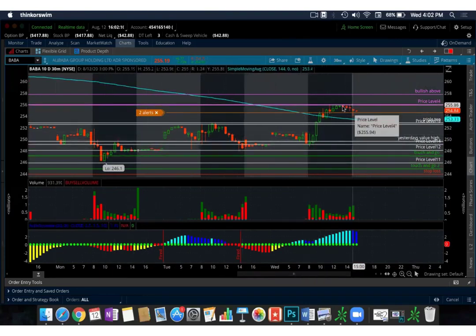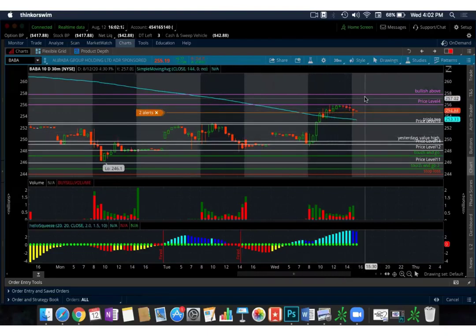And then again, DT confirmed it with the callout today. But again, we're bullish above this 257.7, which would be another breakout zone.